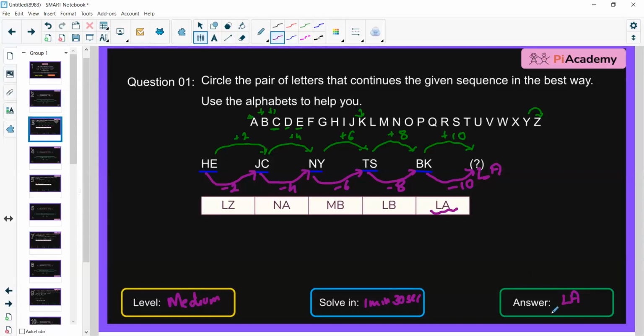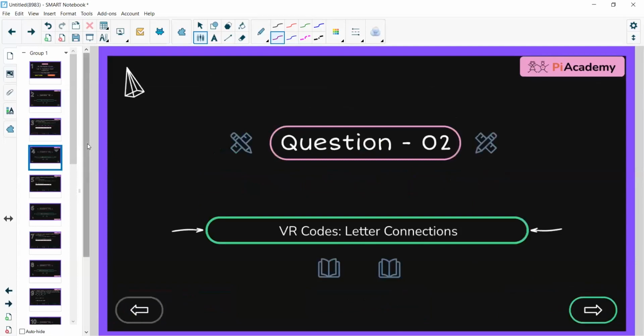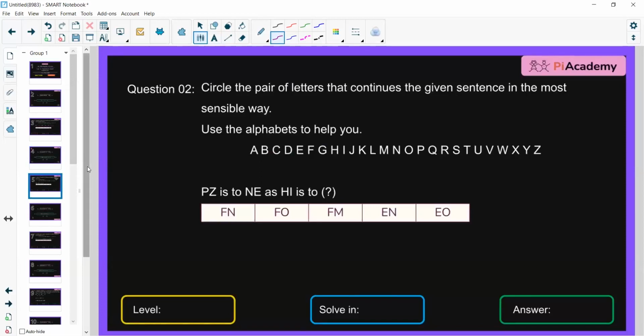All right. Now, let us move to the second question. Again, this question is from VR course. Now, this question talks about letter connections. Okay. Now, these letter connections are more or less quite similar to the letter series as well. But here, you are not given any sequence of letters. So let's see what kind of question it has. Circle the pair of letters that continues the given sentence in the most sensible way. Okay, so instead of a sequence, you are given a letter sentence over here. Okay, now what is that sentence?